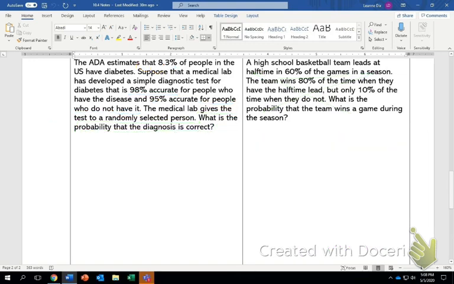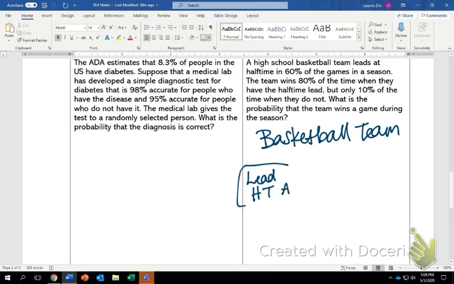So example 2.2 says a high school basketball team leads at halftime in 60% of the games of a season. So actually I'm going to start creating the tree as we do this. So we have our basketball team. Okay, and they're saying that they lead at the halftime, so we'll say leads at halftime, and this is our event A. Either they're leading or they are not leading at halftime. This will be the complement of A.